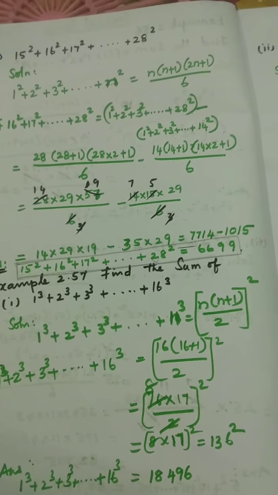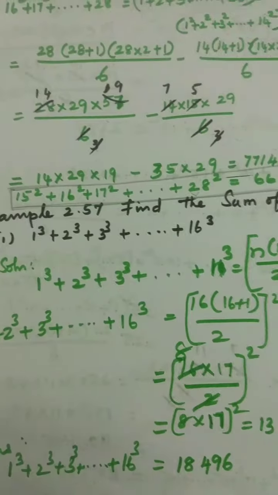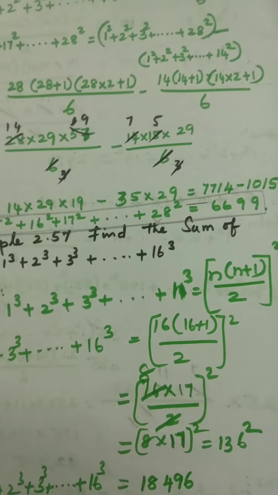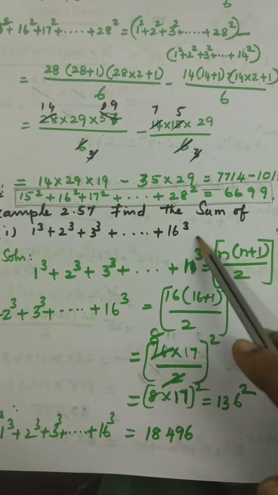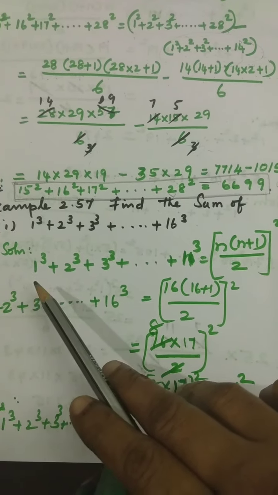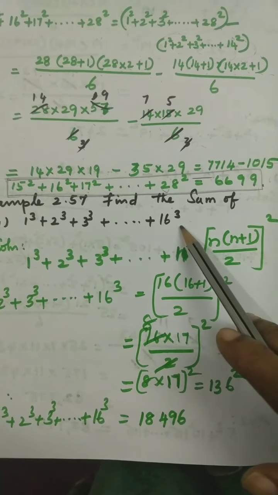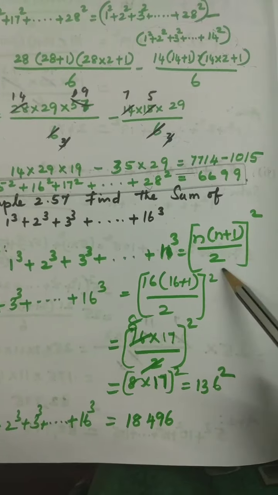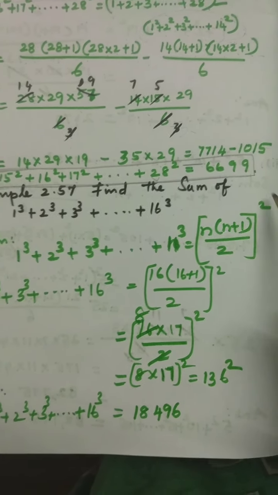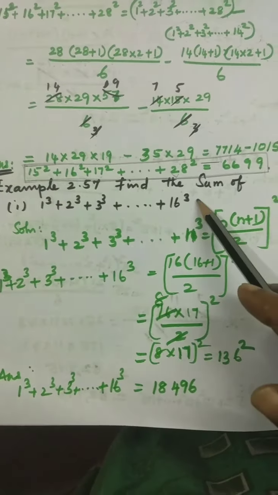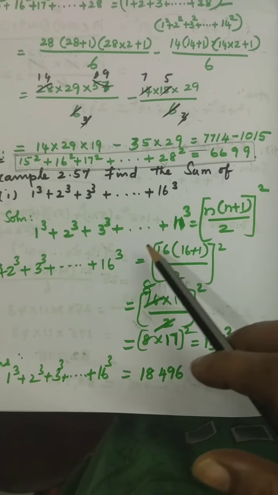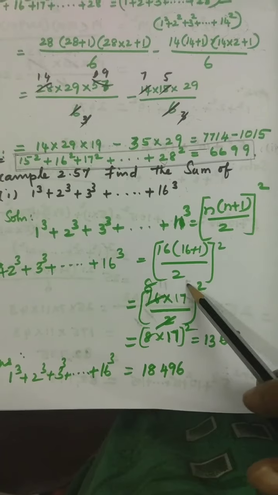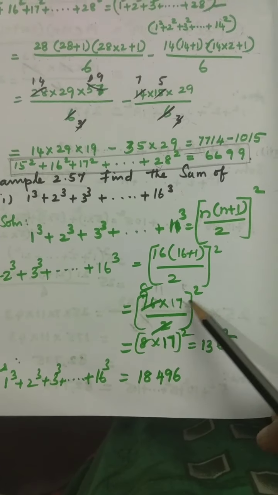Then find the sum of 1 cube plus 2 cube plus 3 cube plus and so on plus 16 cube. Solution. Here the cube means the formula is n into n plus 1 by 2 the whole square. So here 1 to 16 they are given. You can use this formula. The number of terms is 16. So 16 into 16 plus 1 by 2. So 16 into 17 by 2.